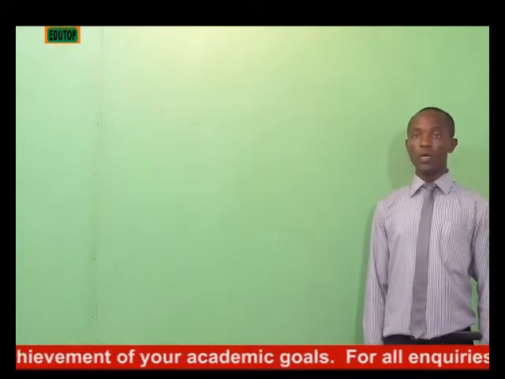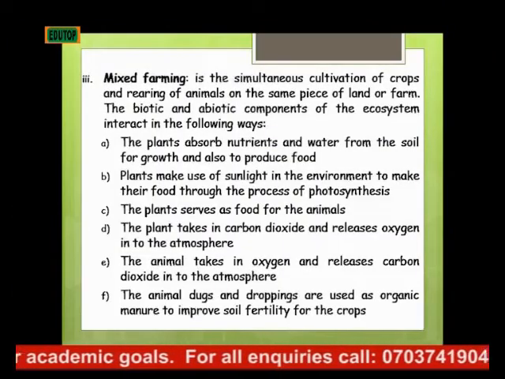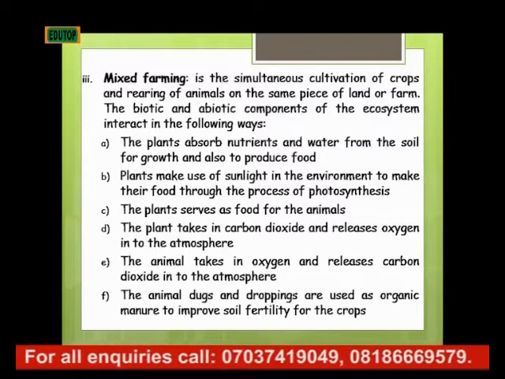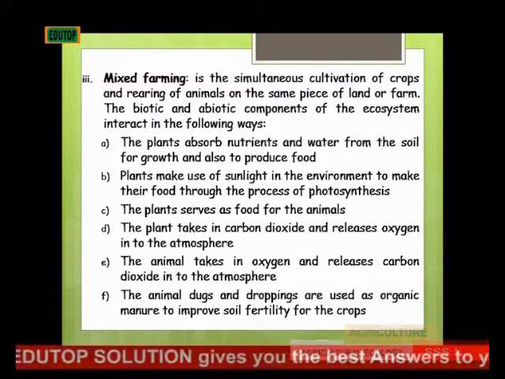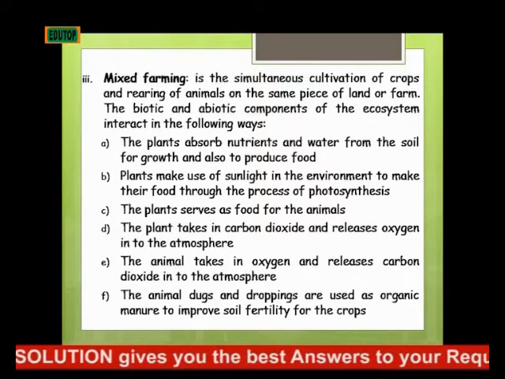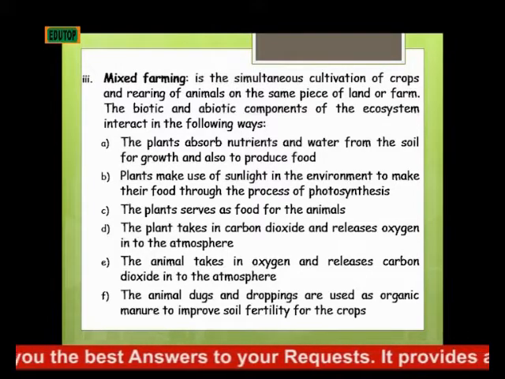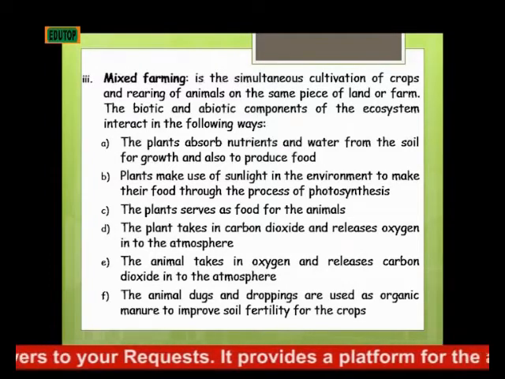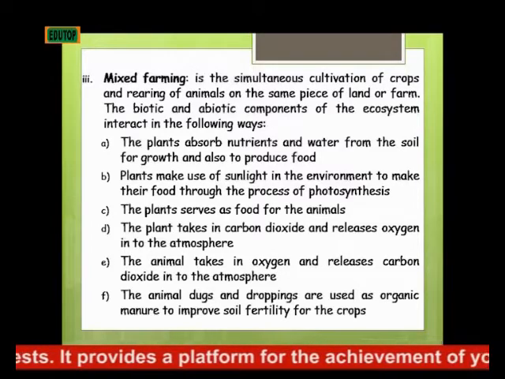Then we have the third one. The third interaction is mixed farming. Mixed farming is a simultaneous cultivation of crops and rearing of animals on the same piece of land or farm. The biotic and the abiotic components of the ecosystem interact in the following ways. A. The plant absorbs nutrients and water from the soil for growth and also to produce food. B. The plants make use of sunlight in the environment to make their food through the process of photosynthesis.